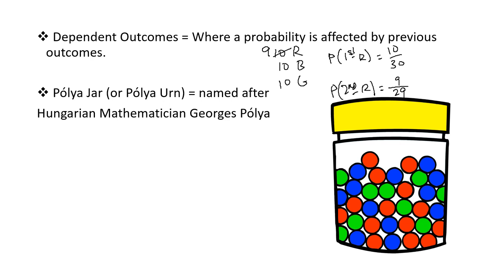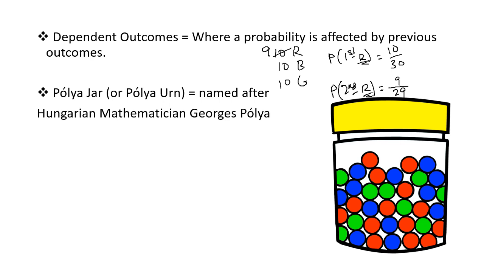So the probability of drawing a red is going to depend on what's happened in the past. If I drew a red marble and left it out, this probability changes. The probability of drawing the third red marble after these two events is going to be 8 out of 28. And so now the probabilities are going to be dependent on what's happened in the past.